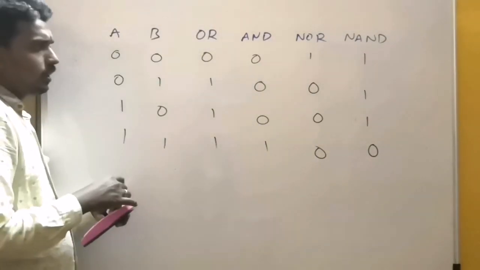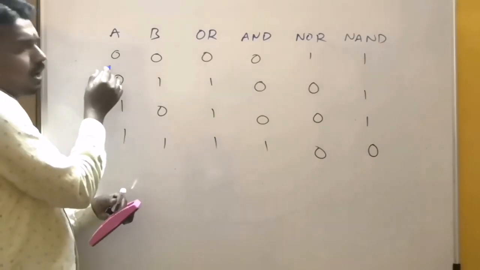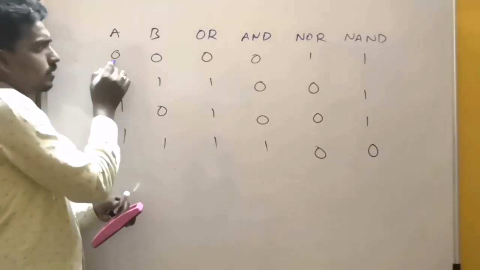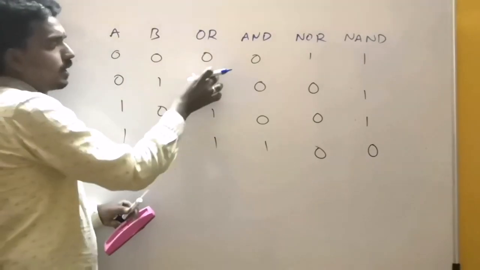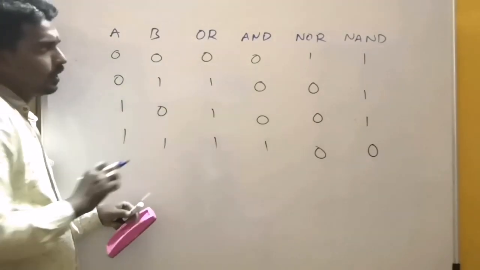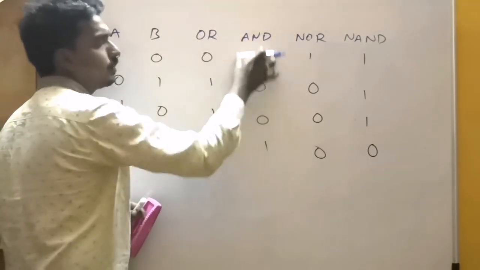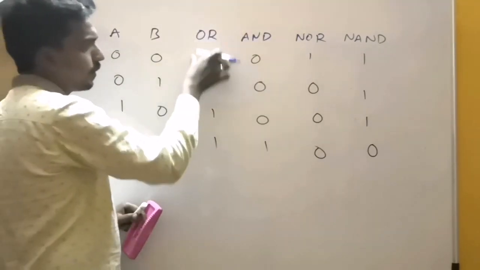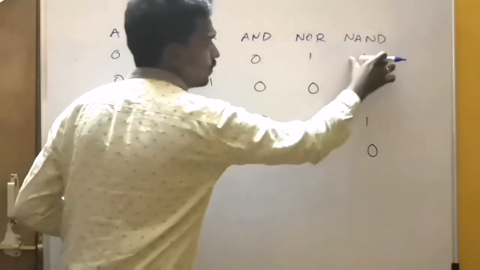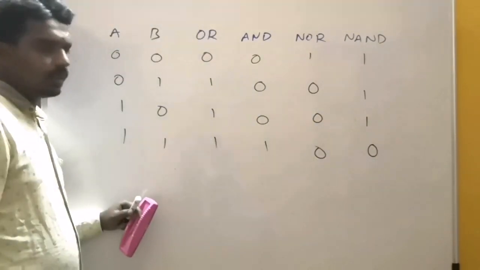So here the OR gate is 0 for 0 0 and for the rest of them 1. The AND gate is 1 for 1 1 and for the rest of them 0. And if you remember these two, then these two will come automatically.